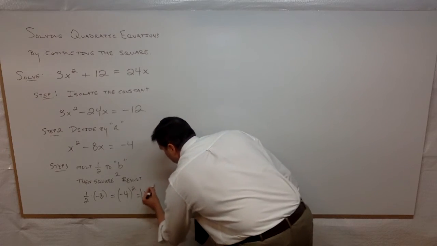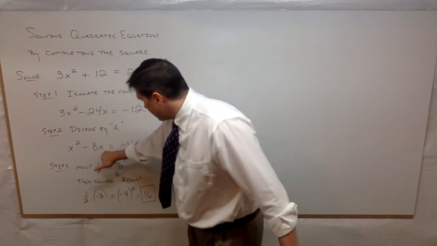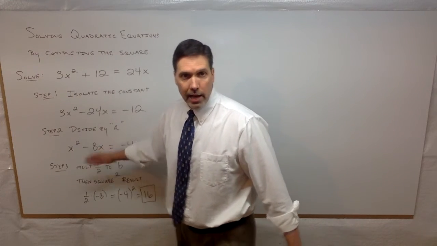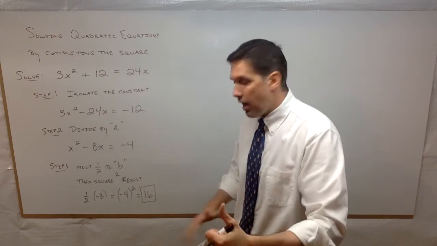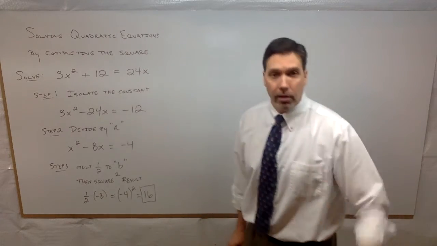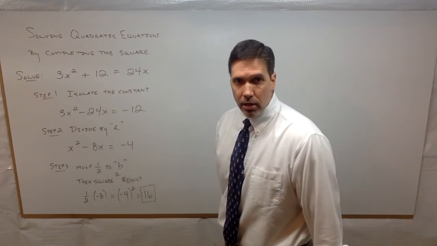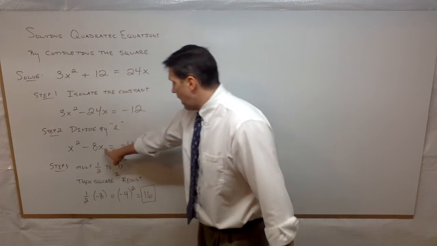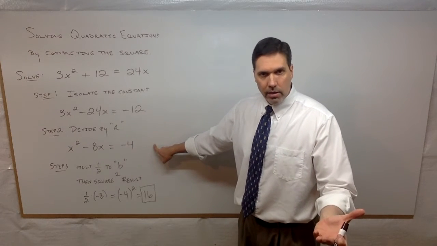Let's put that in a box, because that's like the special number. So if I add 16 to the left side, I'm going to get a perfect square trinomial. What I'm saying is x squared minus 8x plus 16 is a perfect square trinomial. That is a guarantee if we follow this process. Now, the problem is I can't just add 16 to the left side unless, of course, I add it to the right side as well.